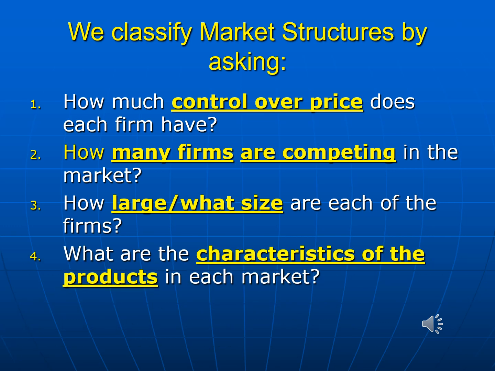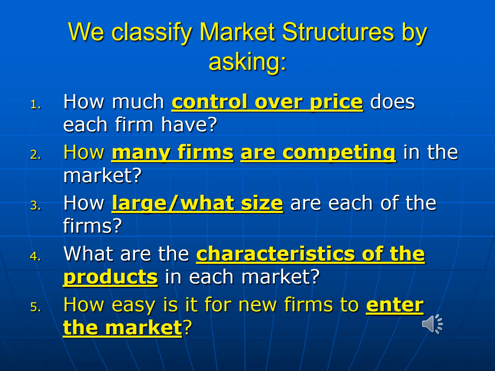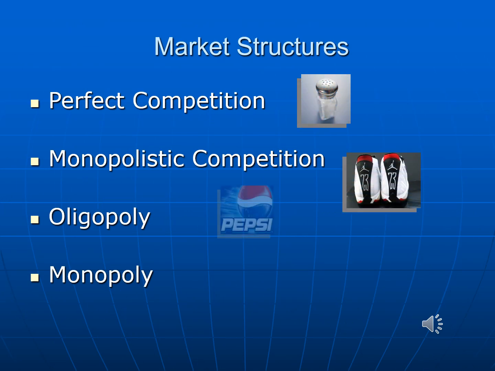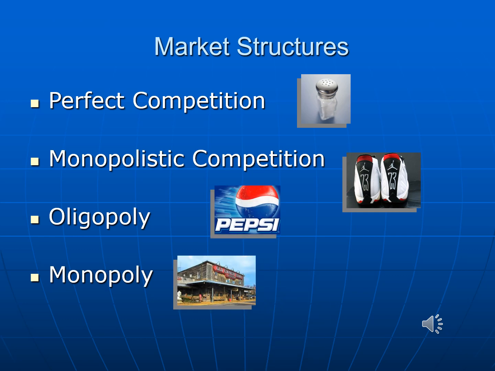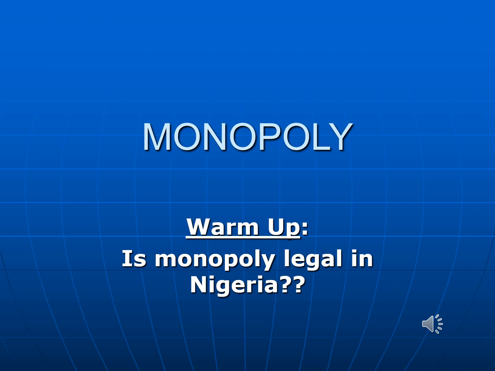Fourthly, we need to ask, what are the characteristics of the products within this market? Then the last question we need to ask is, how easy is it for new firms to either enter or for old firms to exit the market? Now, the four types of market structures we have are perfect competition, monopolistic competition, oligopoly, and lastly, we have what we call monopoly.